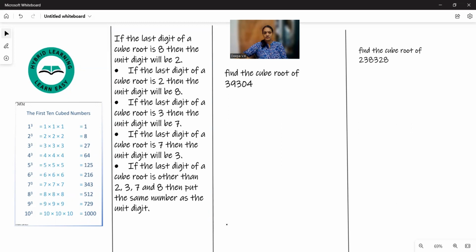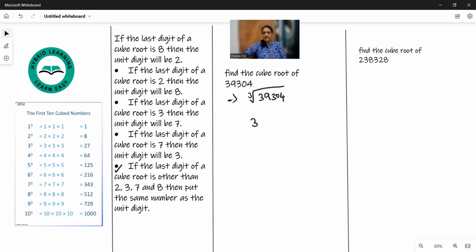For this rule, I am going to explain now. Find the cube root of the given number. What does cube root mean? Some number is multiplied three times and the answer is 39,304. Now you're going to find the cube root, so you'll be writing like this: cube root of 39,304. For finding the square root we use the long division method, but here it is very easy. You just follow the rule and you can identify it.